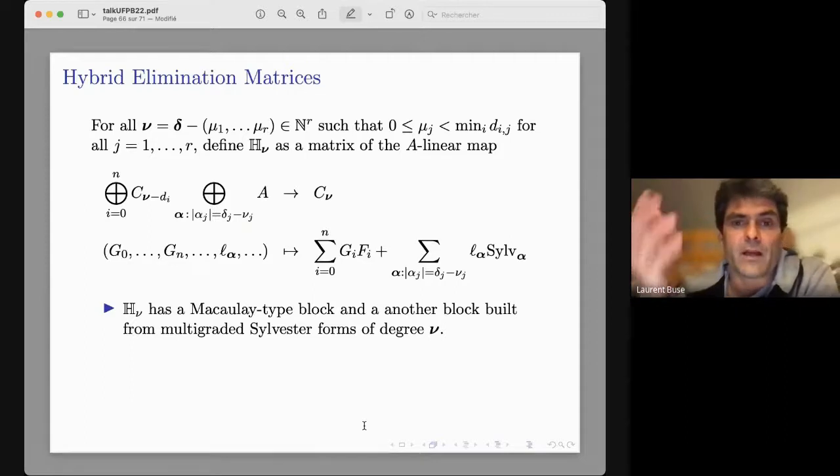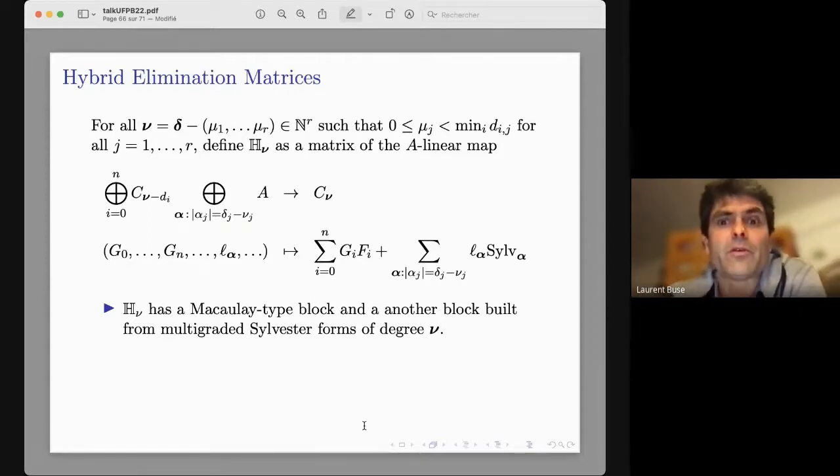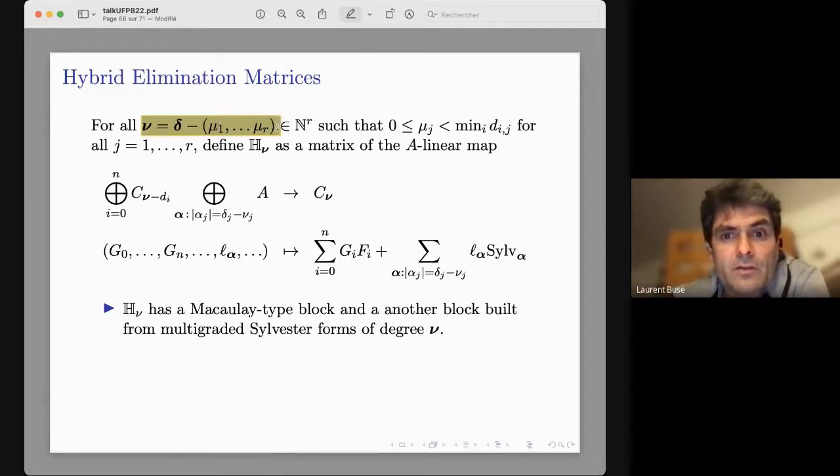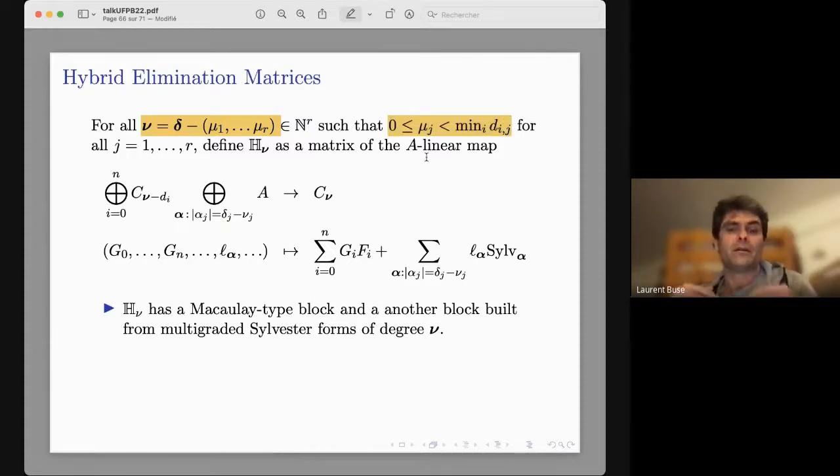So now I'm just giving some consequences, the hybrid elimination matrices. As we can expect from what I said before, if you take a degree nu that is delta, the critical degree, minus this index mu1 up to mu r, and you assume the conditions we put for the Sylvester forms, then you can improve the Macaulay-type matrices by adding Sylvester forms. So what is it? This is what we did before, the matrix H nu. So you have the Macaulay style component here that takes G0, Gn to the sum of g i f i.